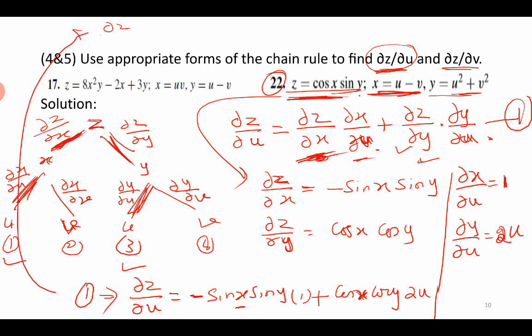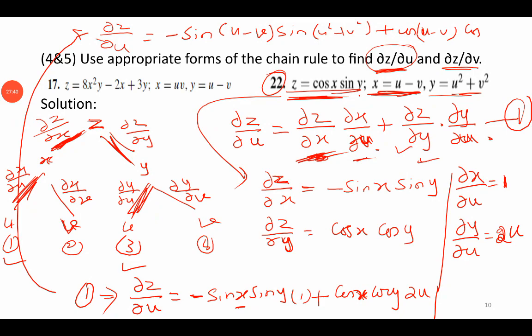What is it? Dou z by dou u is negative sin of u minus v, and sin of u square minus v square, plus cosine of u minus v, cosine of u square minus v square, and multiply this term by 2u. That's it. This is the first answer.